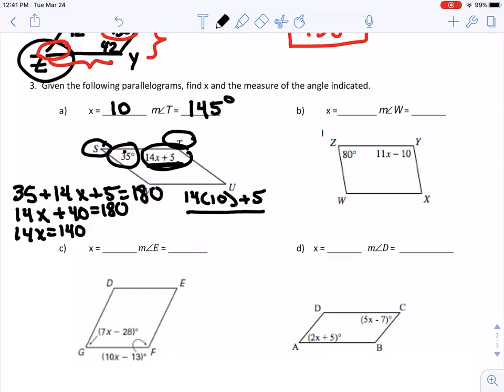Okay, what I would say at this point is pause the video, try the next 3 problems on your own, and then you can come back and check your answers.